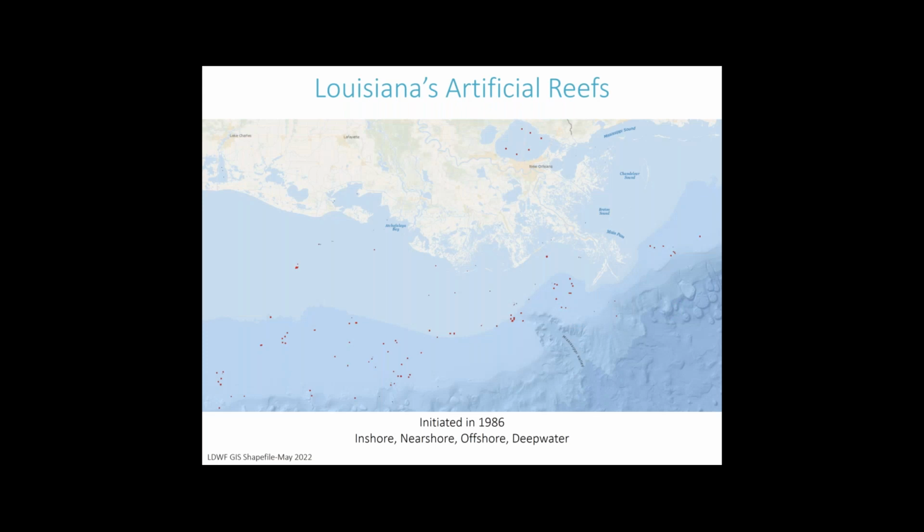So in Louisiana, or at least coastal Louisiana, the artificial reef program was initiated in 1986. This is an ARC shapefile that was provided to me by Wildlife and Fisheries that shows the position of artificial reefs in coastal Louisiana. We have inshore, nearshore, offshore, and deep water reefs. Most of what I'm going to talk about today are the inshore artificial reefs.